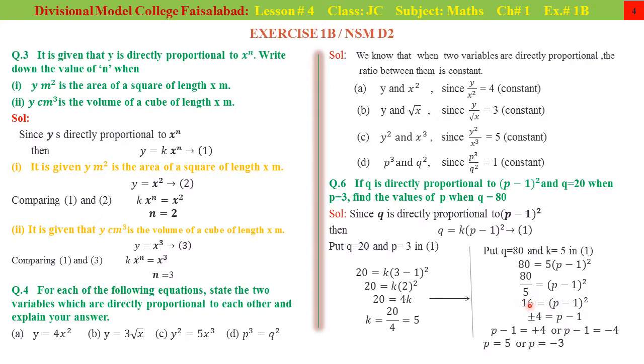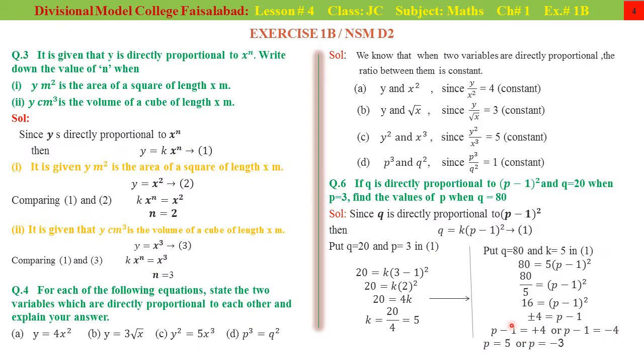Square root of 16 is 4. Because we are taking the square root, we will put both signs, plus and minus, so p minus 1 is equal to either plus 4 or minus 4. There are two values. So p minus 1 is equal to plus 4 or p minus 1 is equal to minus 4.